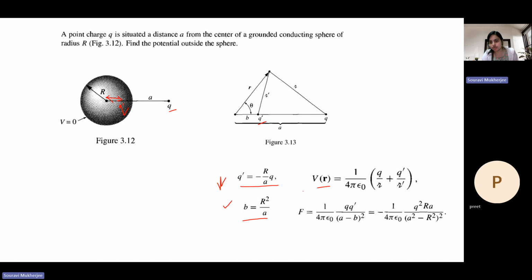Okay. So now you know if you are asked what is the force, you can just use this relation, which is much simpler than trying to find the effect of all the bound charge on the surface on this Q and all of that. So this is how you can use image charges to solve different problems. Okay. And this is based on the uniqueness theorem.